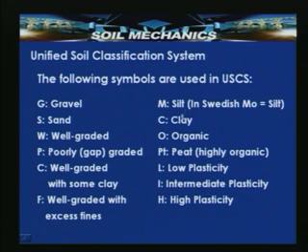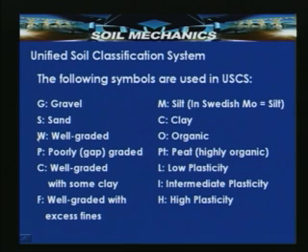The symbol for silt is M. The origin of this is the Swedish word mo, which means silt. That is why we use M for indicating silt. C for clay, O for organic, Pt for peat or highly organic soils, and L low plasticity, I intermediate plasticity, and H high plasticity, depending upon the liquid limit, that is less than 30, 30 to 50, and greater than 50. So low, I and H are divided this way.